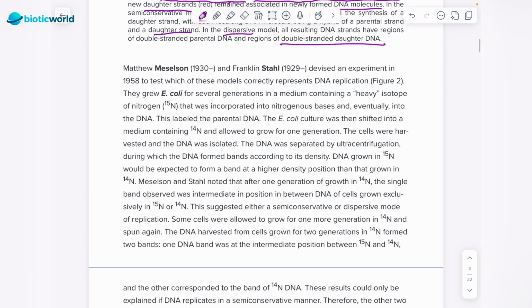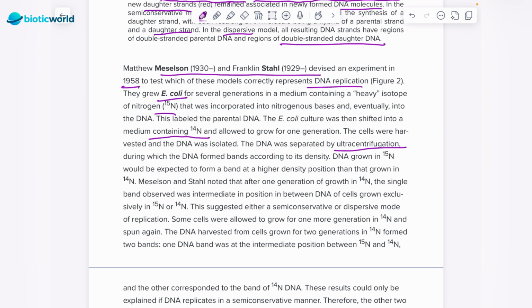Next, Matthew Meselson and Franklin Stahl devised an experiment in 1958 to test which of these models correctly represents DNA replication. They took E. coli grown for several generations in a medium containing a heavy isotope of nitrogen, N15, that was incorporated into the nitrogenous bases and eventually into the DNA. This labeled the parental DNA. The E. coli culture was then shifted into a medium containing N14 and allowed to grow for one generation. The cells were harvested and then the DNA was isolated. The DNA was separated by ultracentrifugation, during which the DNA formed bands according to its density.